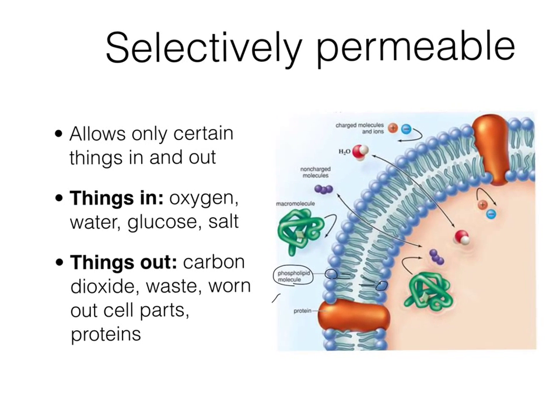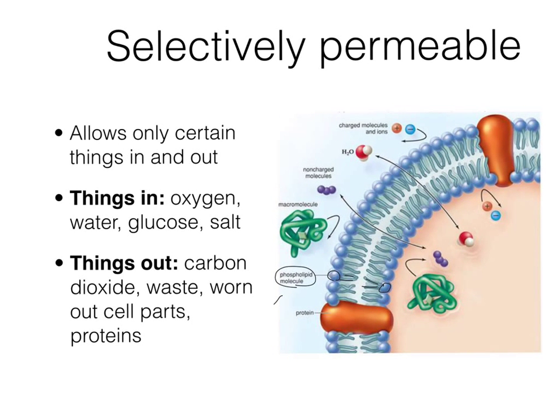And what does that mean? It means that it allows only certain things in and out of the cell. Permeable means that things can move through it. But selectively permeable means that things move through in different ways. Okay, so things that the cell needs, some obvious things, well, it needs oxygen for cellular respiration. It also needs water for cellular respiration. It needs glucose for cellular respiration, and salt.